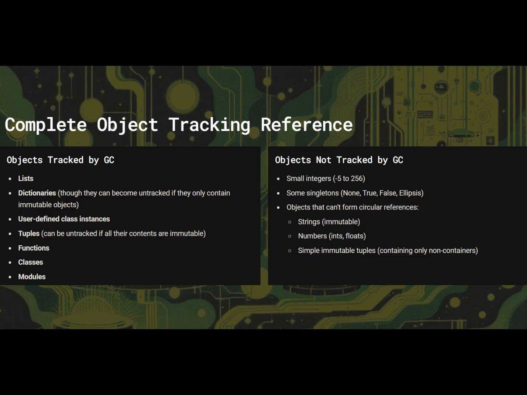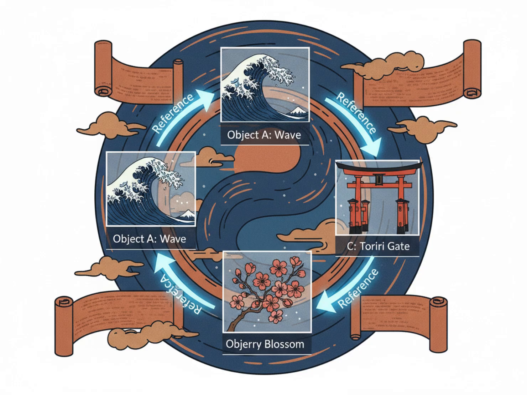Here is a breakdown of objects tracked and not tracked by Python's garbage collector. Circular references will be discussed in upcoming lessons.